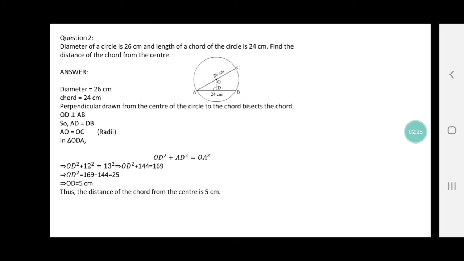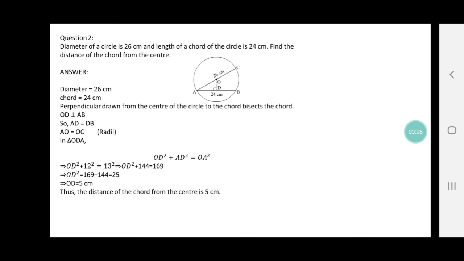Now we all know that the perpendicular drawn from the center of the circle to the chord bisects the chord, right? So if I draw a line from the center to the chord, it will be perpendicular to the chord. So this OD is perpendicular to AB. Now as it is perpendicular, it will bisect the chord into two equal parts. So as AB is 24, half of 24 will be equal to 12, right? Now I will consider the triangle over there. So that triangle is triangle AOD.